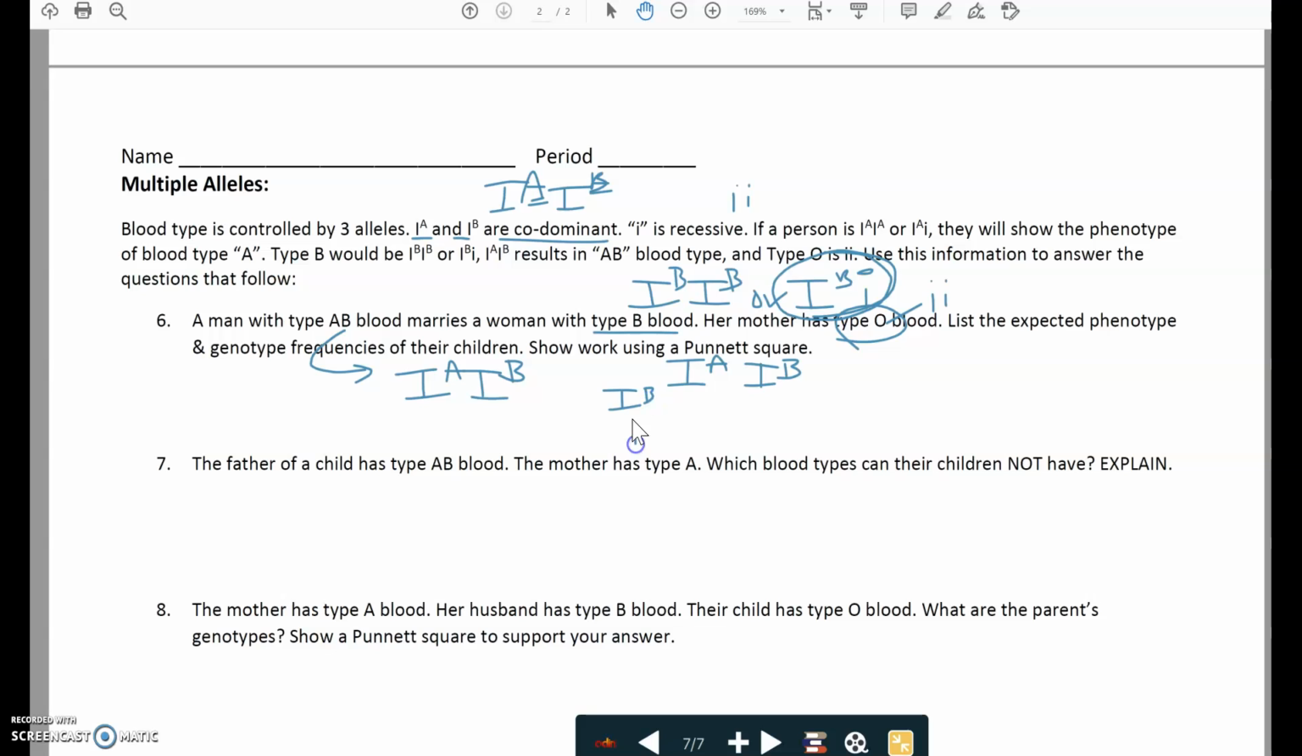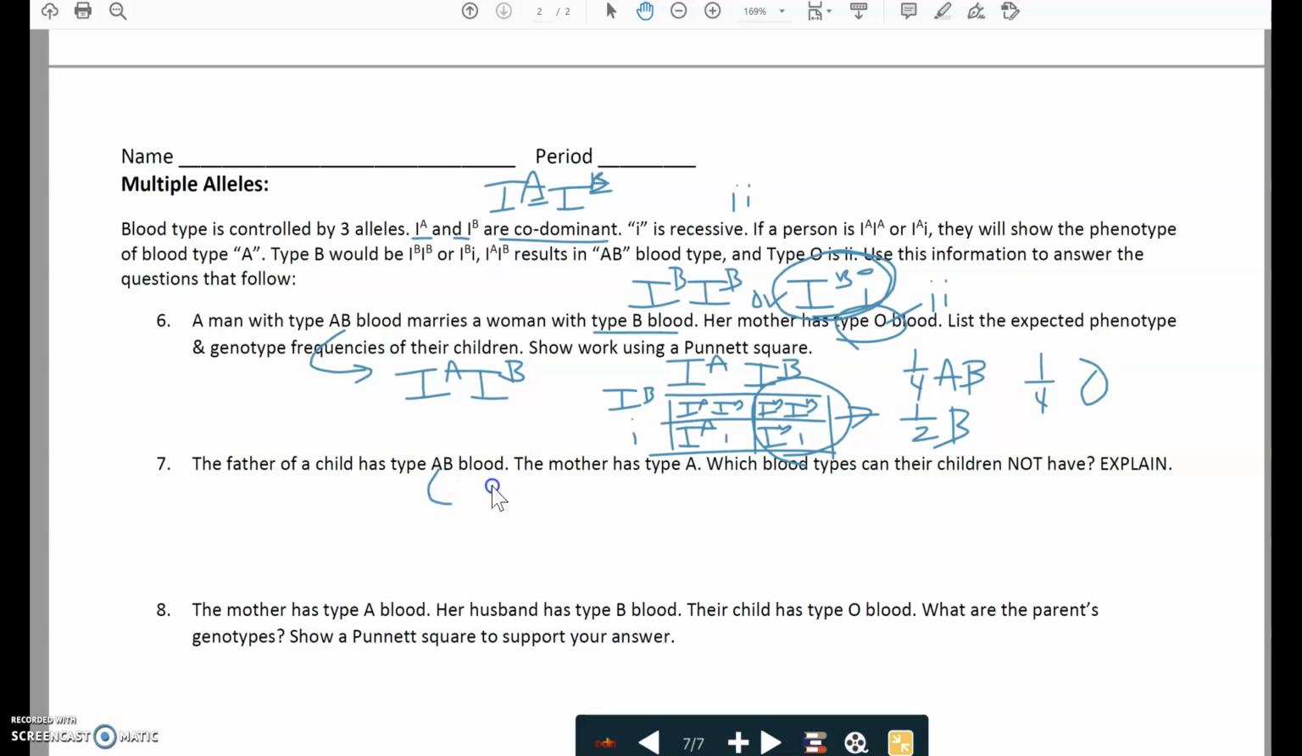So this is our cross. So you get IA, IB, IB, IB. It's a little messy, sorry. IA, little i, IB, little i. So what we get is 1/4 blood type AB. We get 1/2 blood type B, because both of these would actually show B, and 1/4 blood type O.